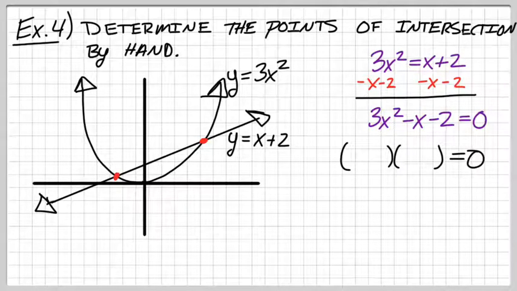So, let's take a look. For 3x squared, the only two factors that work are 3x and x, so those will go here. And then for negative 2, you can only come up with 2 and 1. But since that's a negative 1 right there, why don't I put the negative 1 here and get negative 3x, and then the plus 2 here and get plus 2x. That'll give me my negative x in the middle. So that actually factors nicely.